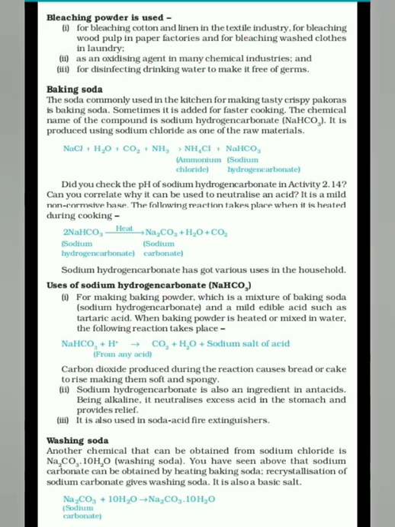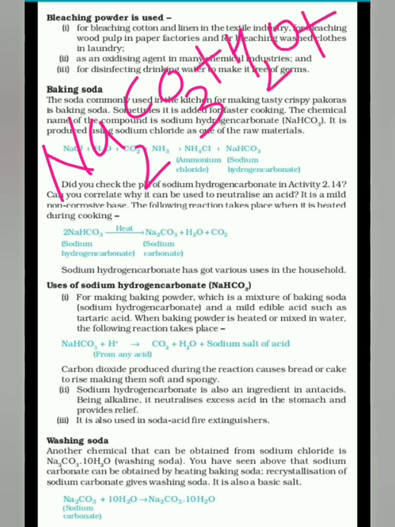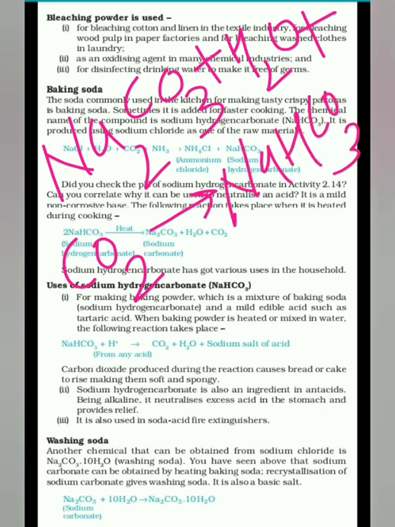Another method is also there. In this method we can form baking soda by passing carbon dioxide gas in aqueous solution of sodium carbonate. So by passing carbon dioxide gas through the sodium carbonate solution, Na2CO3, aqueous solution of sodium carbonate, we can obtain NaHCO3, sodium hydrogen carbonate, that is baking soda.